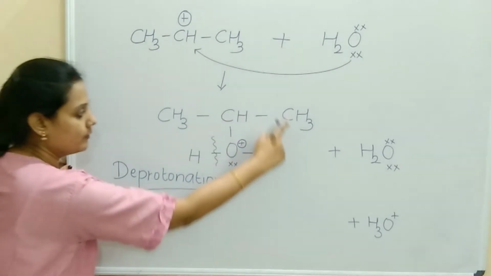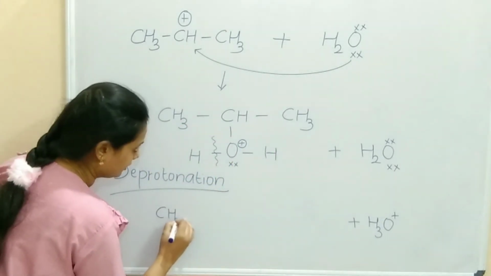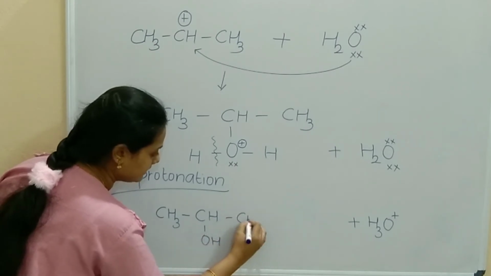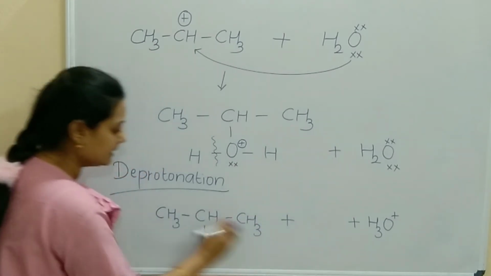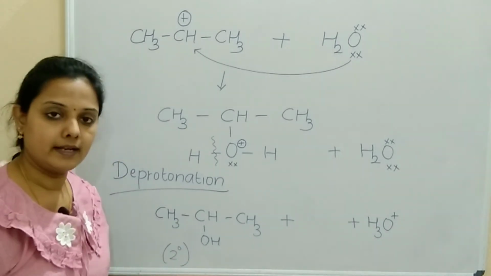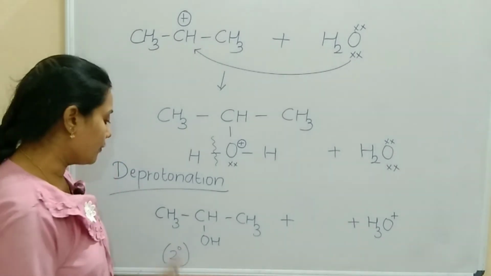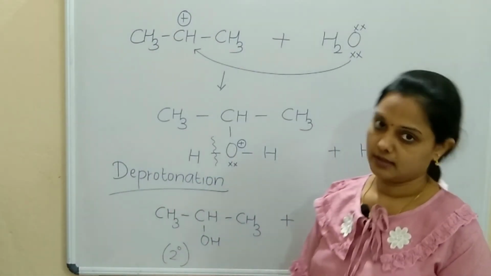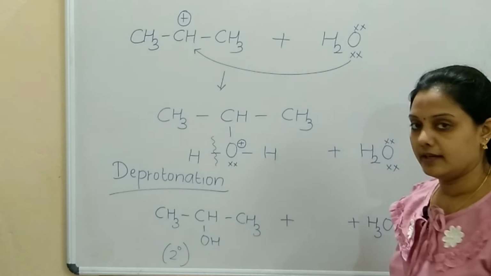And what is left over here now? CH3, CH, OH, CH3. What is it? Secondary alcohol. It is a secondary alcohol. This is what we learned when propene undergoes hydration. Correct. It gives a secondary alcohol.